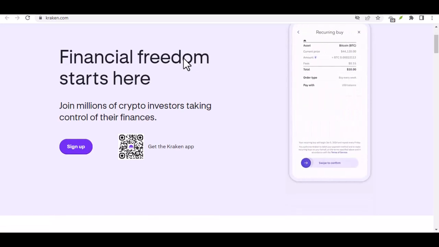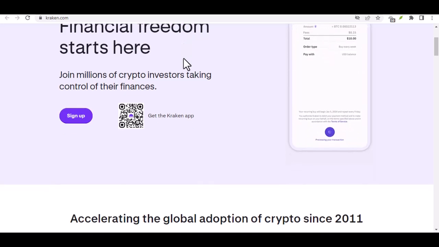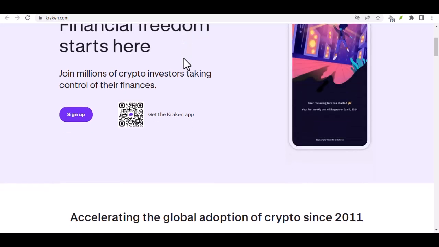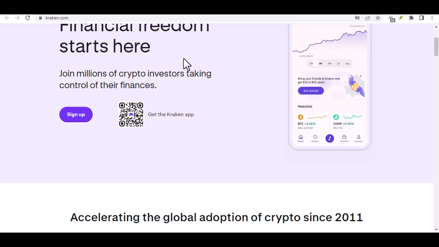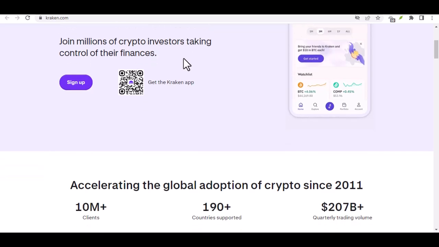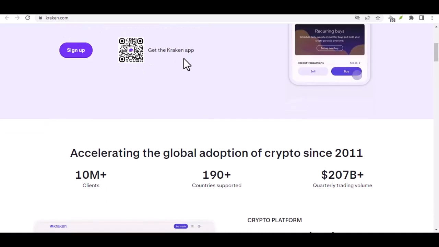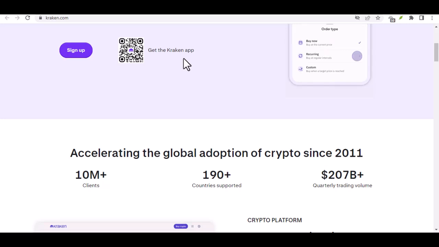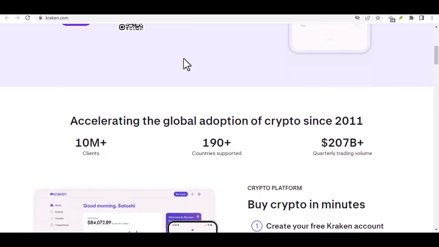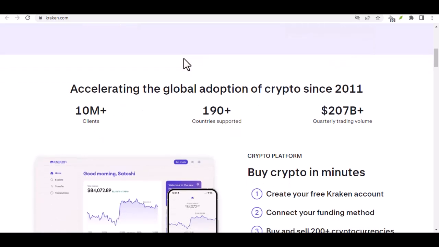withdrawing from Kraken. Before we dive into the tutorial, let's clarify why it's important to move your crypto from a centralized exchange to a personal wallet. Think of a centralized exchange as a bank. While they provide convenience and security, they ultimately hold your assets. By transferring your crypto to a personal wallet, you're essentially taking ownership and gaining full control over your funds.